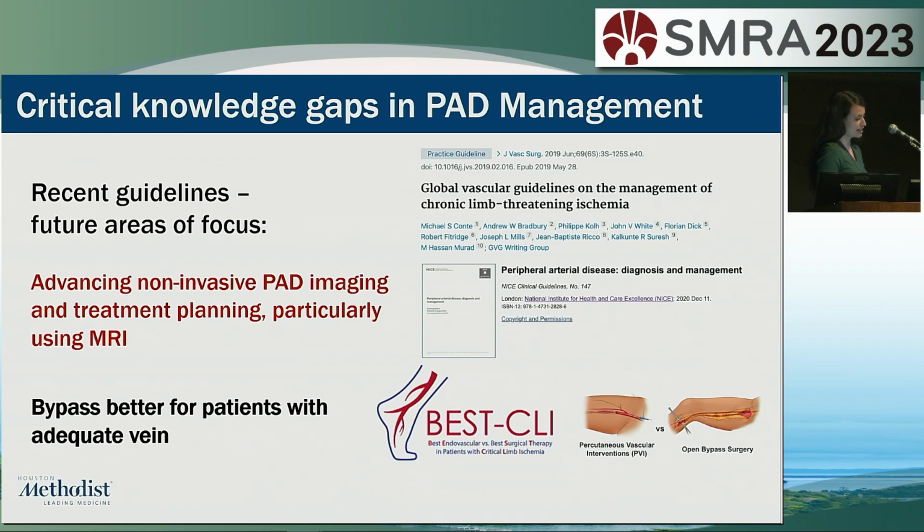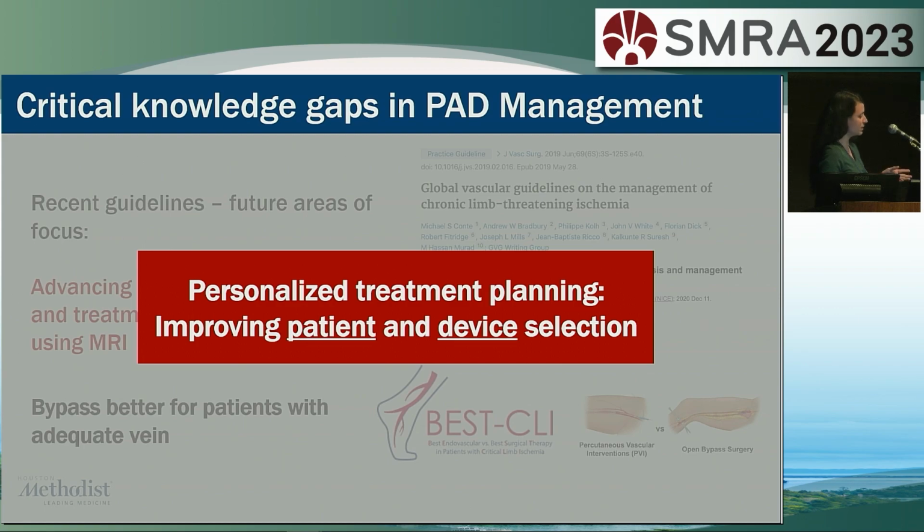So our goal with our new MRI histology method was to personalize treatment planning. What is important regarding personalized treatment planning? First, to choose the appropriate patients who should go to PVI and who should go to bypass surgery directly. Second, to choose the appropriate devices for PVI procedures, and third, we should choose the right size of the devices for the PVI procedures.